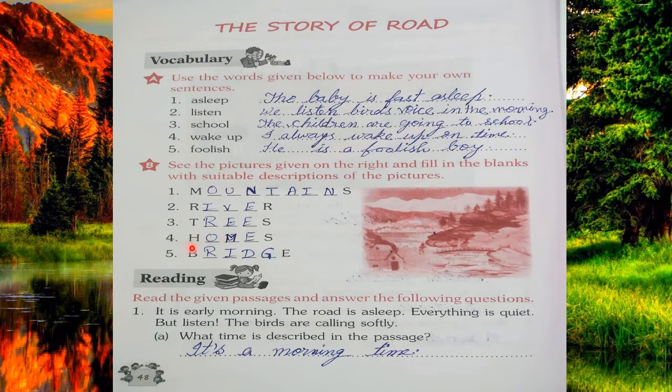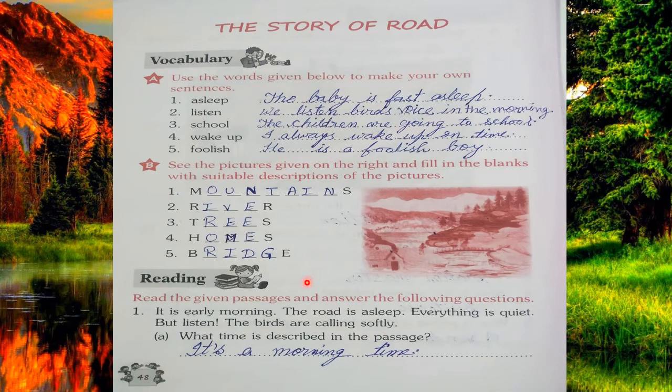Next is, first letter is H and last letter is S, so you can write homes, H-O-M-E-S, homes, okay. And the last is, first letter is B and last letter is E, so you can write bridge, B-R-I-D-G-E, bridge, okay. Here you can see bridge. So clear, class, how to do this question?